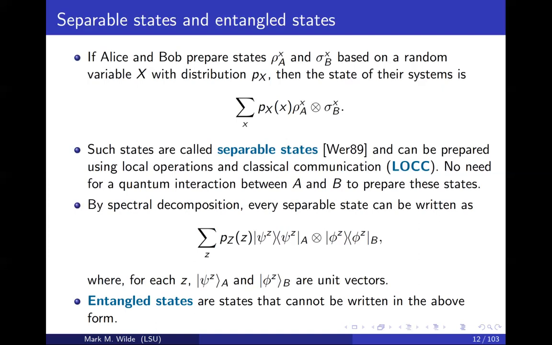To prepare an entangled state, you need some sort of quantum interaction. An example would be a controlled NOT gate. If you've studied quantum computing before, you'll have seen controlled NOT gates, and they can be used to establish entanglement.